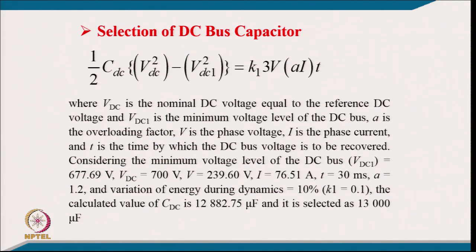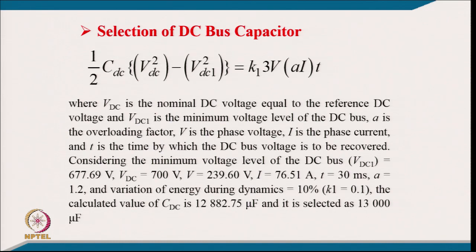The relation given here is half CDC into VDC square minus VDC1 square equals K1 into 3 V, where V is the phase voltage, and AI is a coefficient we will discuss, into I and T. T is the time period in which we want to recover the voltage back to the nominal value of VDC, if it deviates from VDC to VDC1. This VDC1 may be a lower voltage or a higher voltage, and we can select it accordingly.